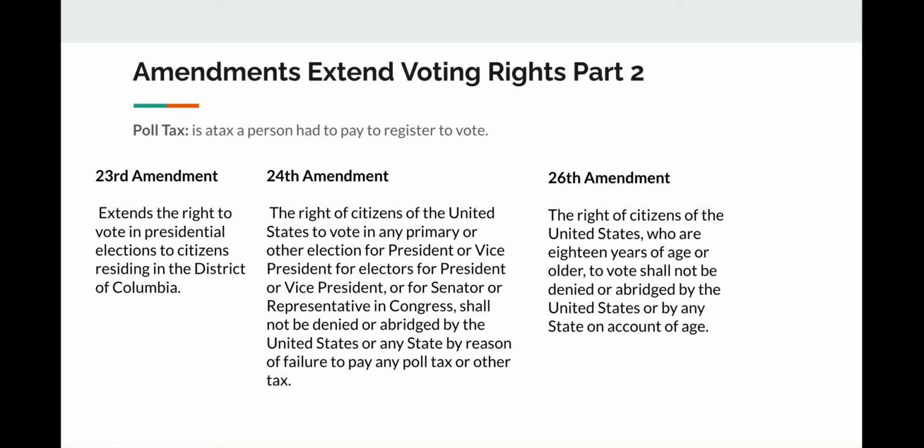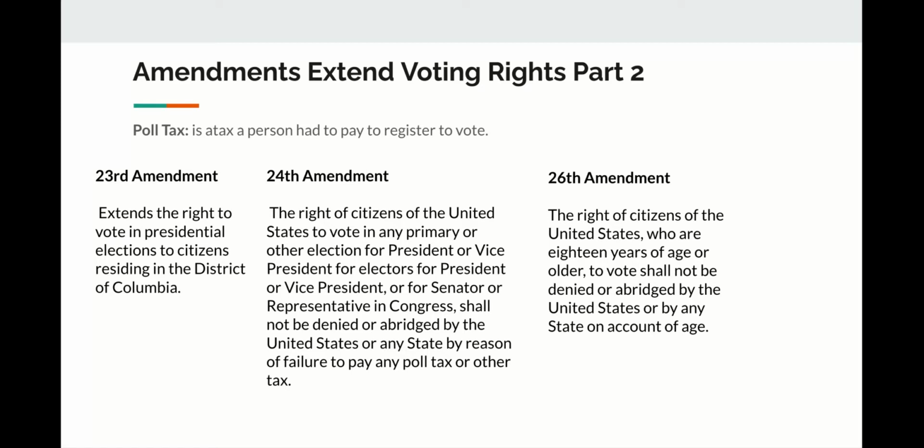The 24th Amendment. The right of citizens of the United States to vote in a primary or other election for president or vice president, for electors of president or vice president, or for senators or representatives in Congress, shall not be denied by the United States or any state by reason of failure to pay any poll tax or other tax. So the 24th Amendment gives the right to all American citizens to vote for president, vice president, as well as senators and representatives in Congress.